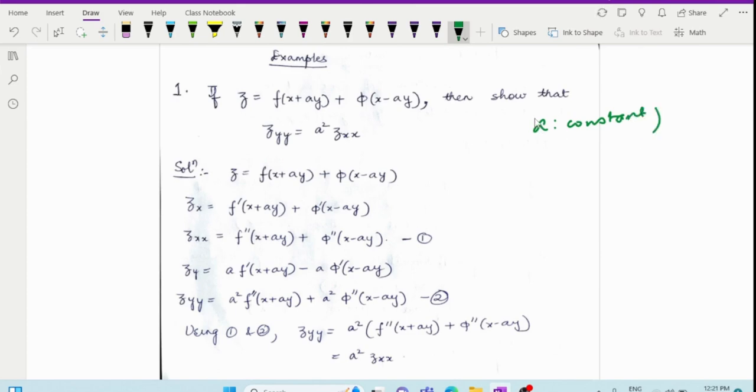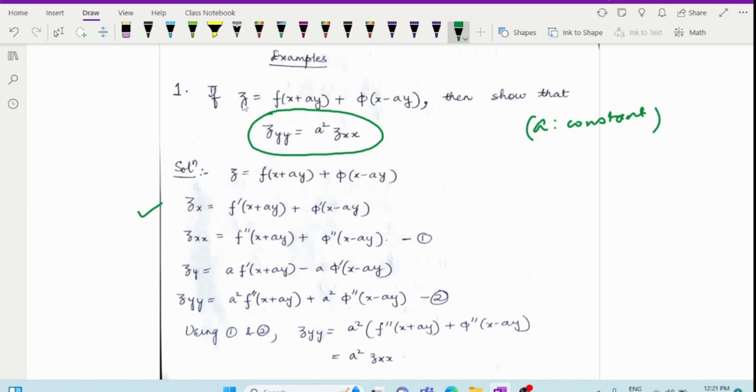So suppose z is given to be some function of x plus ay plus some other function of x minus ay, and you are expected to show that zyy is a square zxx. Now this is primarily going to depend on the partial derivative of z with respect to y done twice and with respect to x done twice. Now to reach that level, you will first do partial differentiation with respect to x.